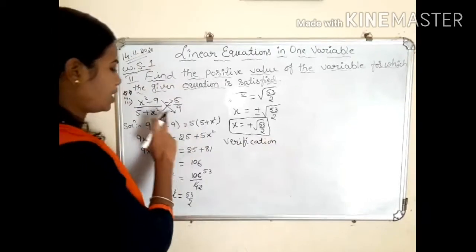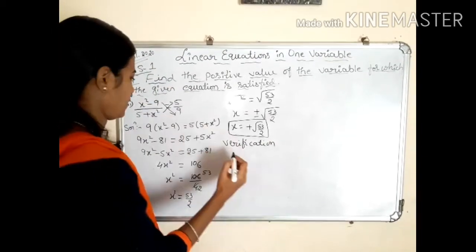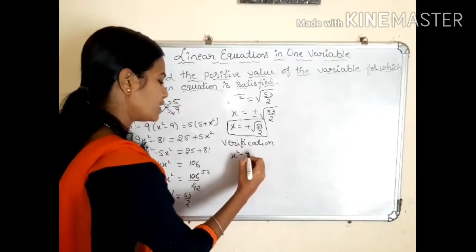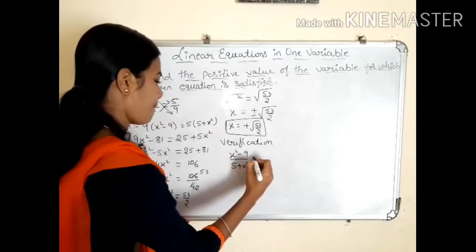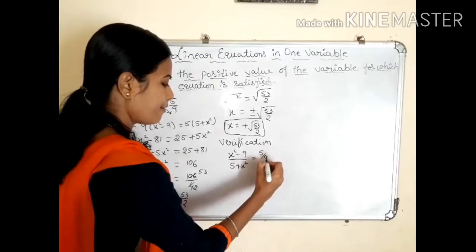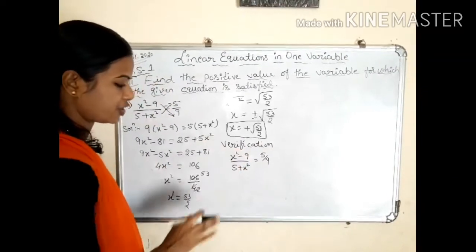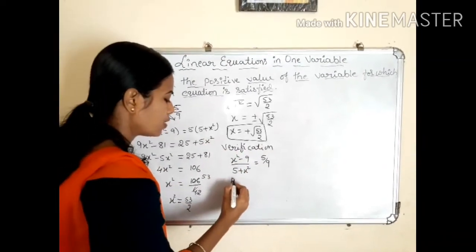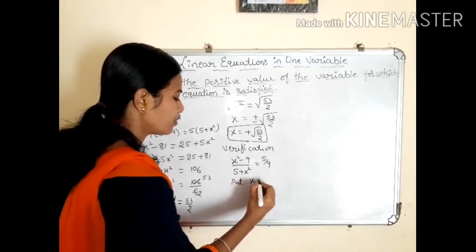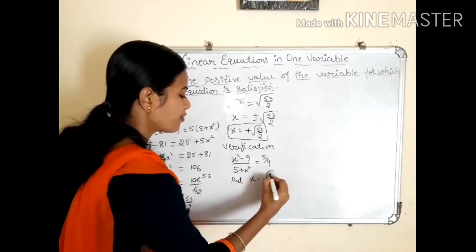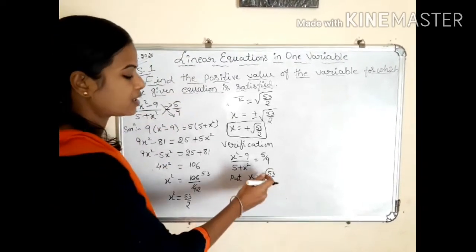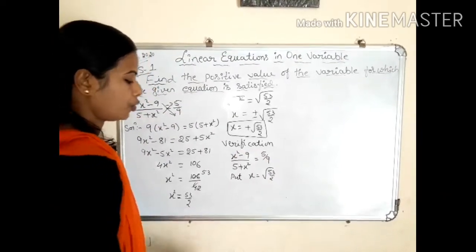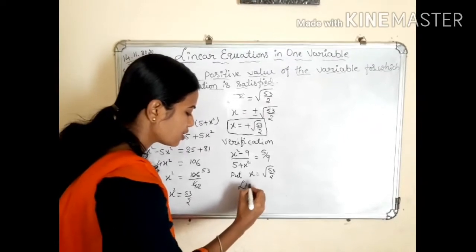In verification, write the question as it is: (x² − 9)/(5 + x²) = 5/9. Write the question as it is, and put the x value. What did we get here? Plus or minus √53/2, or you can simply write √(53/2). Consider the LHS.